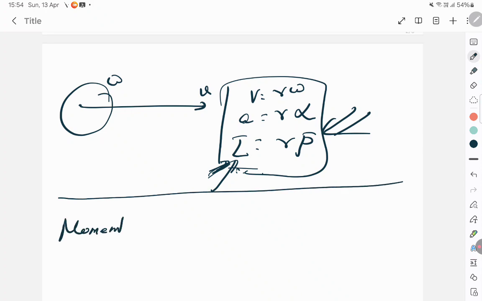Then after that, I also would like to teach you what is moment of inertia. Moment is the word associated with rotational motion. Moment of inertia. Inertia means generally mass. Inertia is a property by virtue of which any object will resist change.